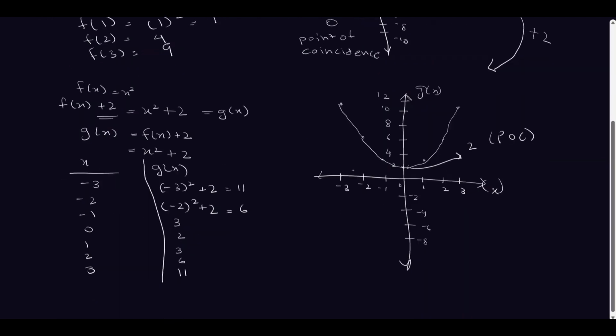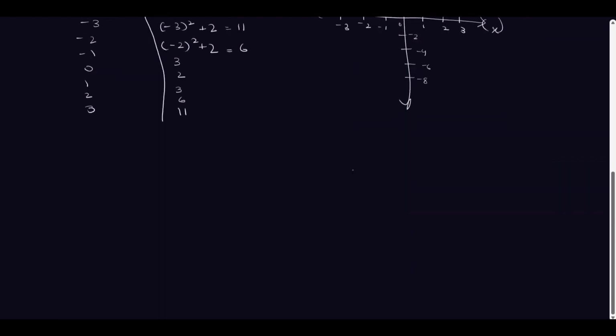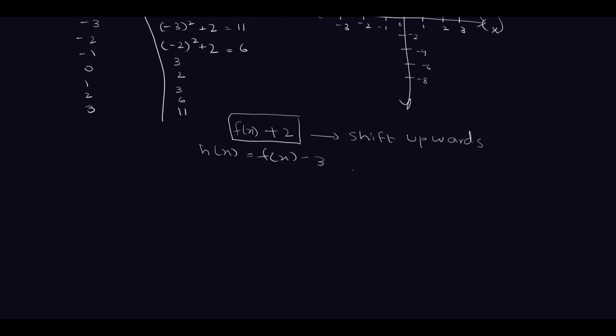Now let's try to infer something from this. So what we have learned is when we add plus 2 to the whole of f(x), the graph shifts upwards. Now from this, if we have h(x), which is f(x) minus 3, then what will happen? If we have f(x) plus 2, this graph shifts upwards. Now if we subtract something from f(x), it makes sense that the graph would shift downwards.